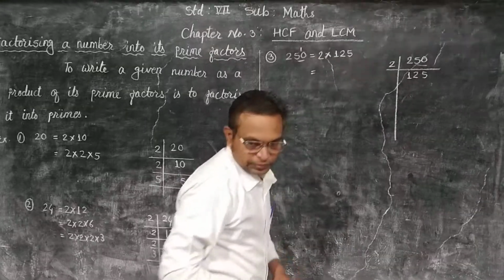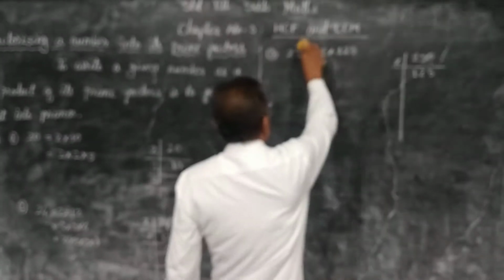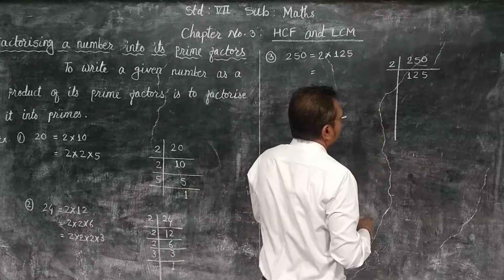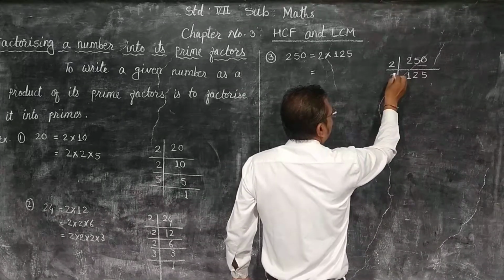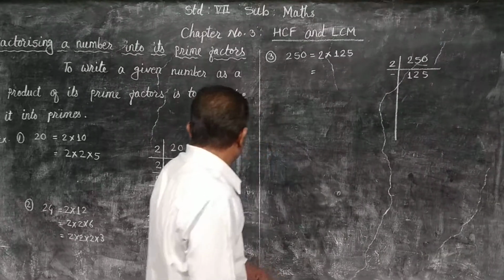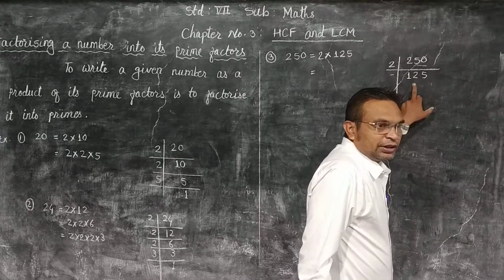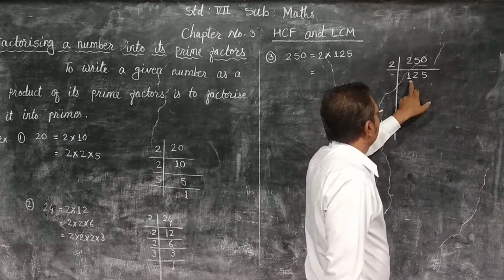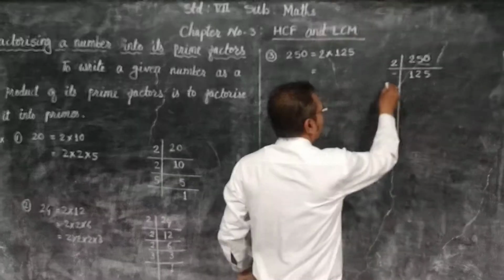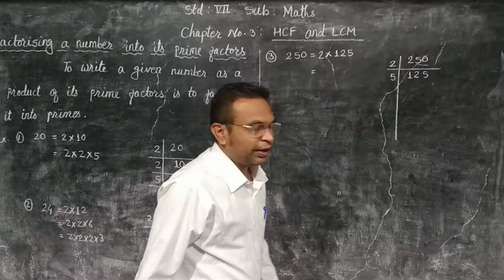Now, in the unit place there is 5. Therefore, we can use the test of divisibility by 5. But before 5, we verify if 125 is divisible by 3 or not. 1 plus 2 is 3, 3 plus 5 is 8. Not. Therefore, we apply the divisibility test by 5.